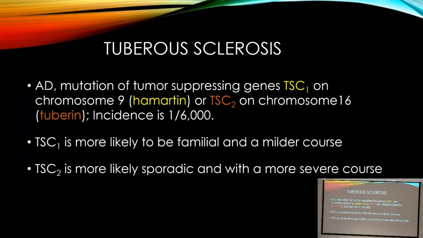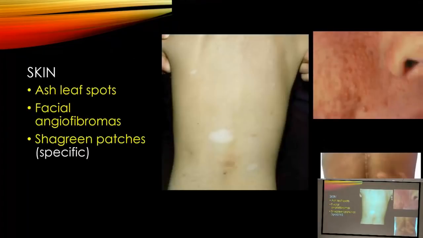There are some differences between these two. TSC1 lesions are more likely to be familial and have a milder course. TSC2 is more likely sporadic, but often has a more severe course. Otherwise, there are a lot of overlapping features between the two.